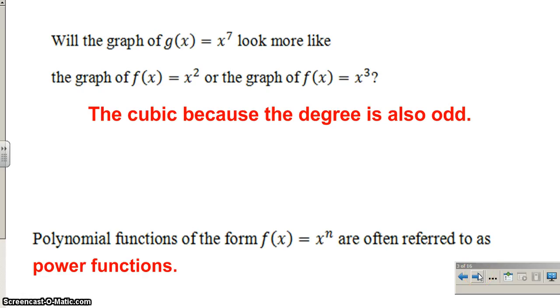All right, so thinking about the graph of x to the 7th, will it look more like x squared or x to the 3rd? We actually talked about this already a little bit in class. It will look more like a cubic graph because the degree is odd. What makes them look the same is the fact that it's odd. So odd or even graphs will always look the same. We also have polynomial functions in the form of x to the nth, where you're raising it to a power. They're called power functions, just so you know that.